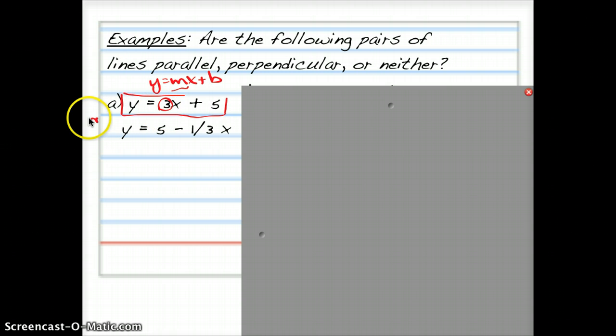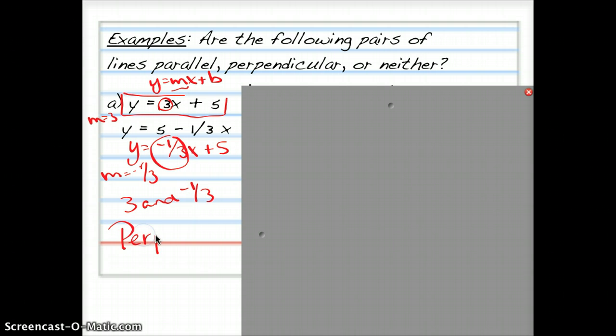Its slope is 3. The next one's not. We could rewrite that, or a lot of you can probably just see what the slope is from here. But let's just pretend we wanted to rewrite that. It would be y equals negative 1/3 x plus 5. And my slope here is negative 1/3. So obviously these are not the same slope, so they're not parallel. But 3 and negative 1/3 are opposite reciprocals. They multiply to equal -1. So these are perpendicular lines. Okay. So you're going to check out their slopes, see what it is.